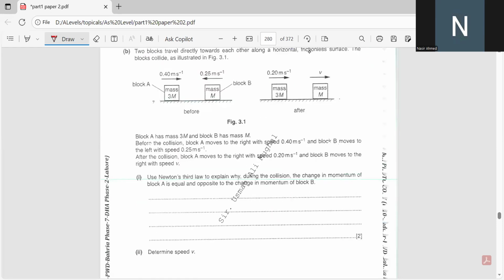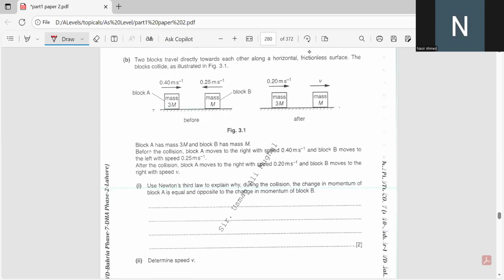Now we come to part b of the question. There are two blocks that travel directly towards each other along a horizontal frictionless surface. The blocks collide as illustrated in figure 3.1. So this is moving with positive 0.4 meter per second. This is moving to the left at 0.25 meter per second. After collision, this moves with a velocity of 0.2 meter per second to the right, and mass M moves with a velocity of V to the right.